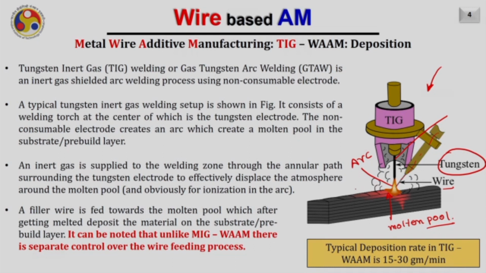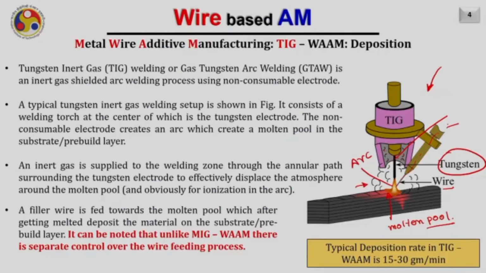Also, an inert gas is supplied into the welding zone through an annular path surrounding the tungsten. So this is the tungsten, and surrounding it there is an annular path from which the inert gas comes. This inert gas effectively displaces the atmosphere around the molten pool, and hence it avoids oxidation of the hot melted material deposited on the substrate. A filler wire, which is shown here, is fed towards the molten pool, which after getting melted deposits the material onto the substrate or pre-built layer.